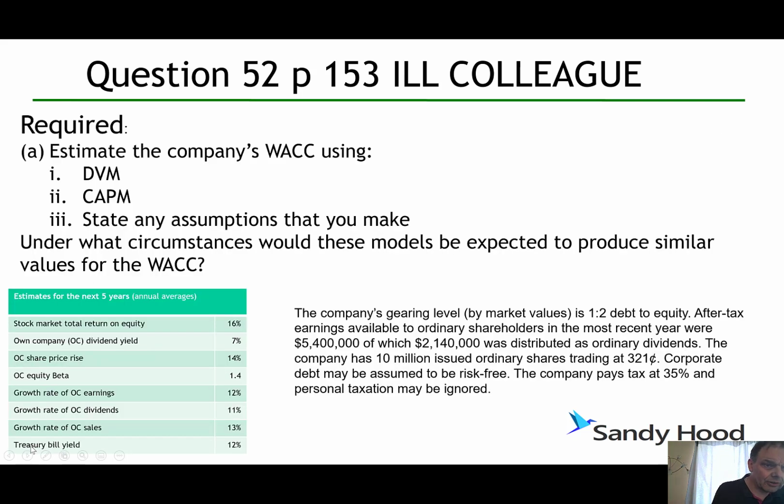Then we get into the questions. The first question is to estimate the company's WACC using, first of all, the dividend valuation model, then to do it again using the capital asset pricing model. And you have to state any assumptions that you make. And then also, under what circumstances would these models be expected to produce similar values for the weighted average cost of capital?